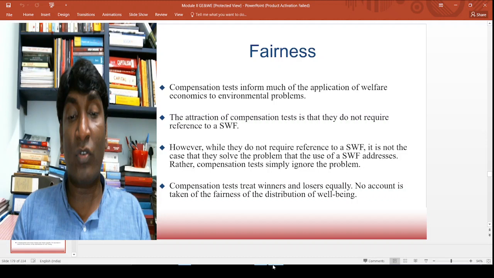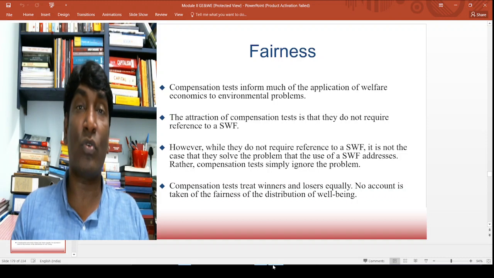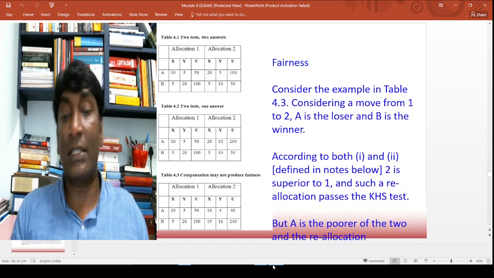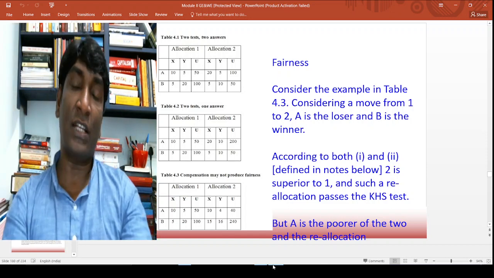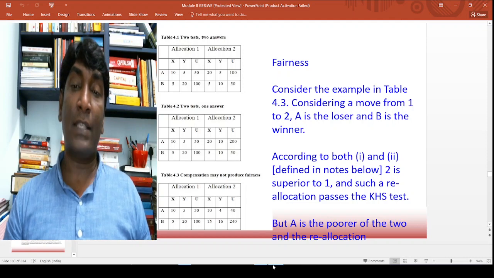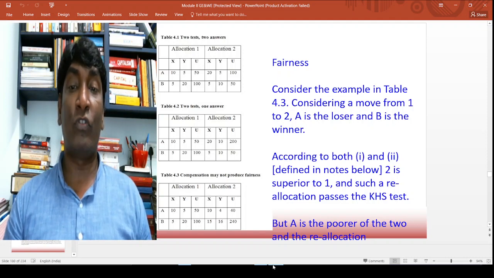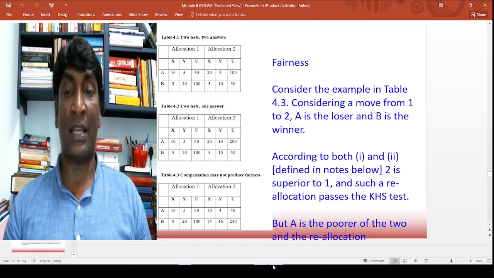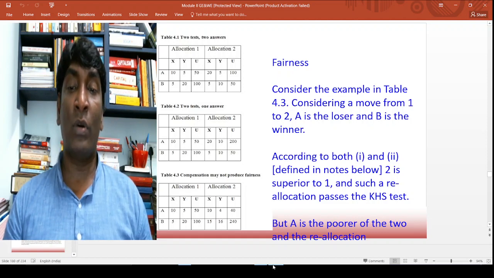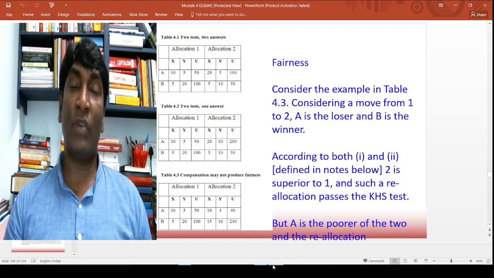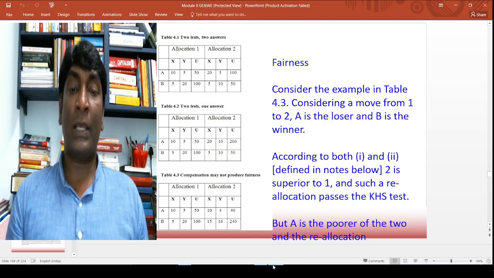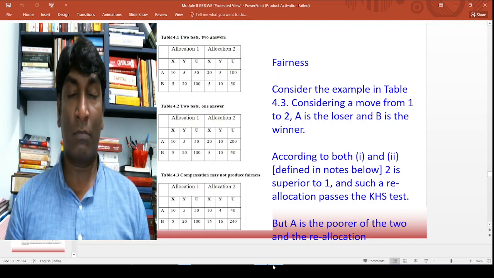So the final one is that compensation tests treat winners and losers equally. No account is taken of the fairness of the distribution of welfare or well-being in that sense. So that is what we are going to talk about in this lecture. If you look into the fairness aspect, then consider the example of table 4.3. That is what I said in the end. Considering a move from 1 to 2, A is the loser and B is the winner. According to both 1 and 2, that is, earlier we had placed it for the Kaldor-Hicks and Scitovsky tests.